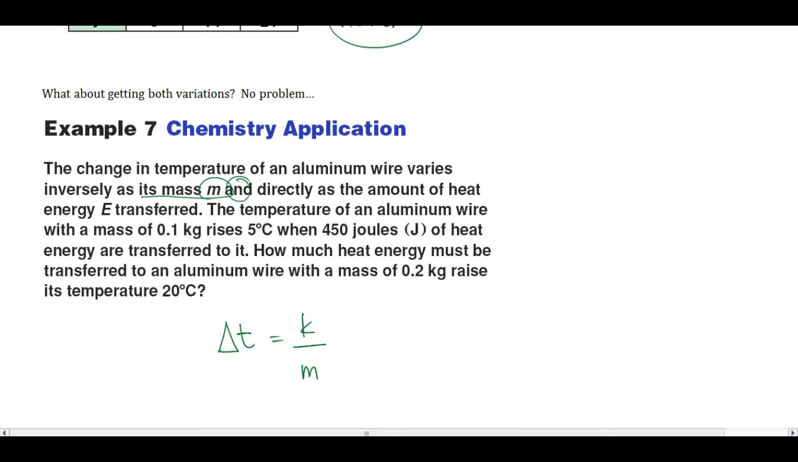Ooh, and directly, so that means now multiply that. You don't have to put another k because you've got your k, and directly with the amount of heat energy, so E, that is transferred. So there is my setup for this problem. Now I can plug in a bunch of things that they want. I can figure out what k is, and then I can probably answer the question. But I'll leave that for you to do.